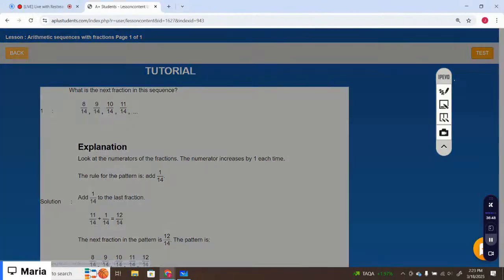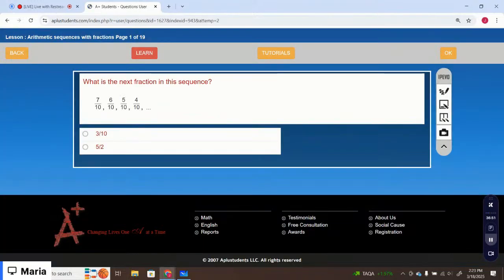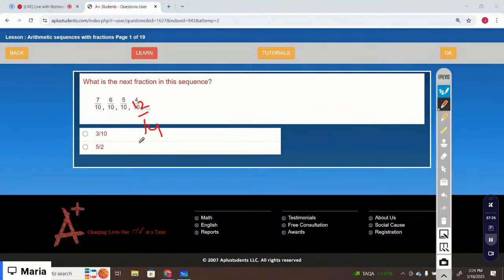Let's just start with the test questions. What is the next fraction in the sequence? They have the same denominators, right? Just look at their numerators.